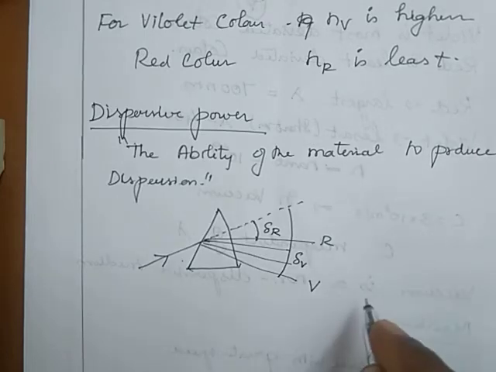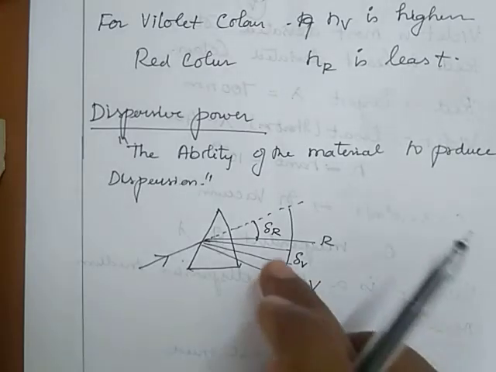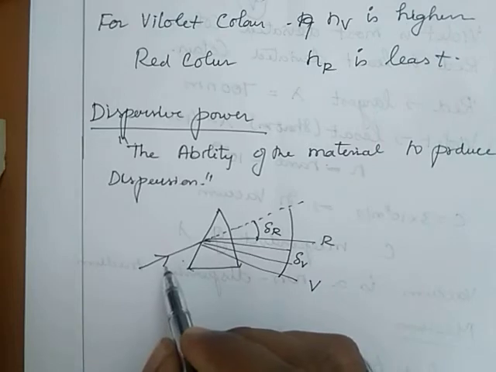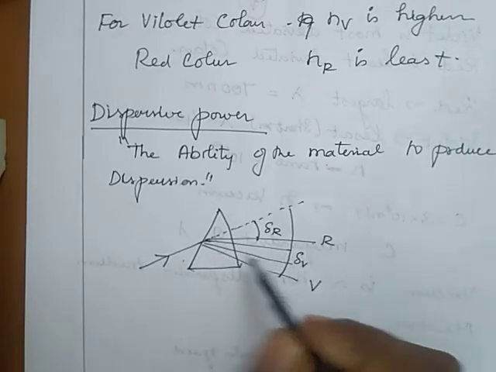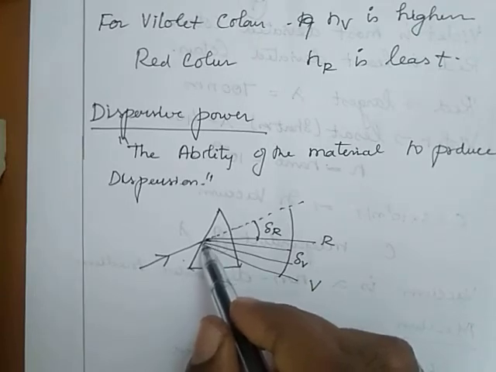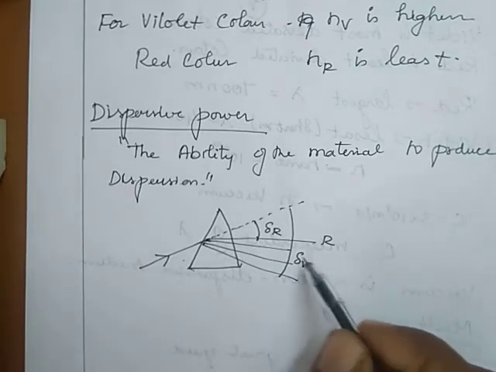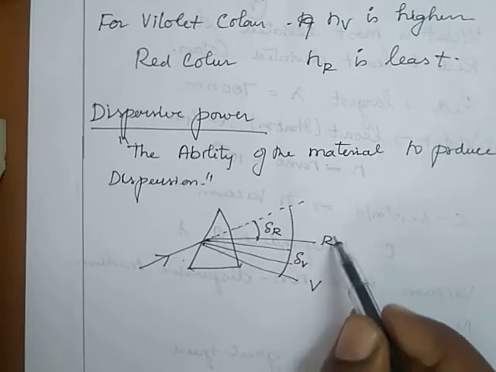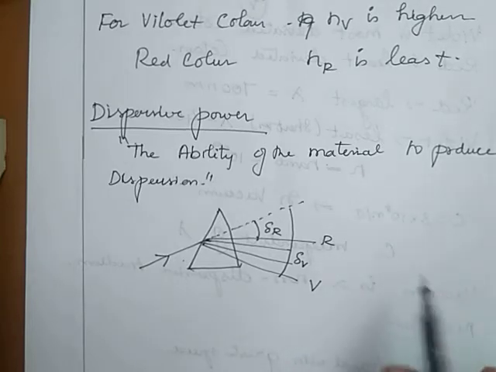Then here it is the deviated angle for violet, delta V. In our previous class we found that the angle of deviation is represented by the symbol small d. Here we consider it as delta. This white light is made to fall on a prism. It will disperse that white light into its constituent colors. Here there are a large number of colors in between the violet and red. Here I am considering the violet and red alone.